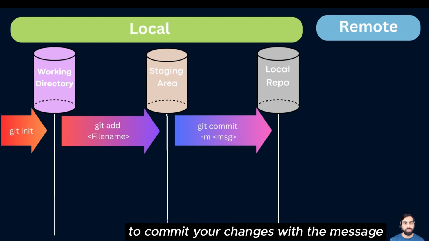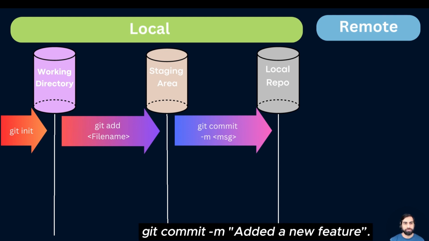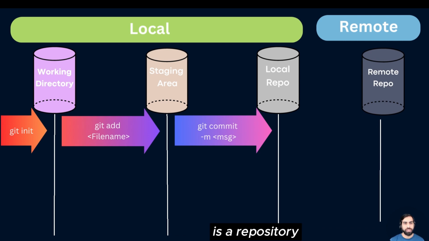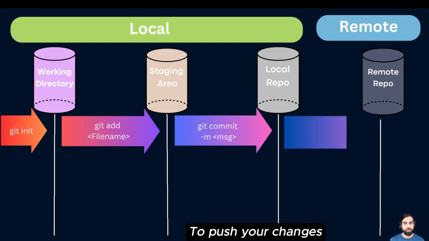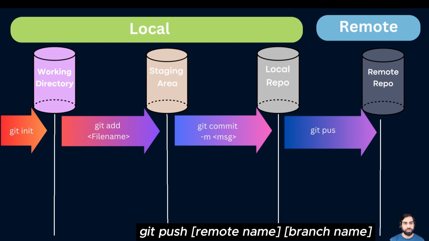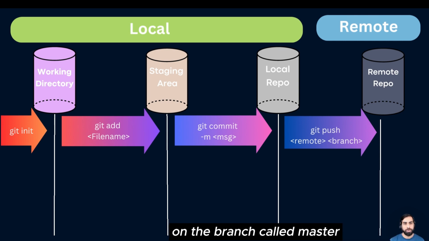For example, to commit your changes with the message "added a new feature", you would run the command git commit -m "added a new feature". Once you have committed your changes, you can push them to the remote repository. A remote repository is a repository that is hosted on a server. To push your changes to the remote repository, run the following command: git push remote-name branch-name. For example, to push your changes to the remote repository called origin on the branch called master, you would run the following command: git push origin master.